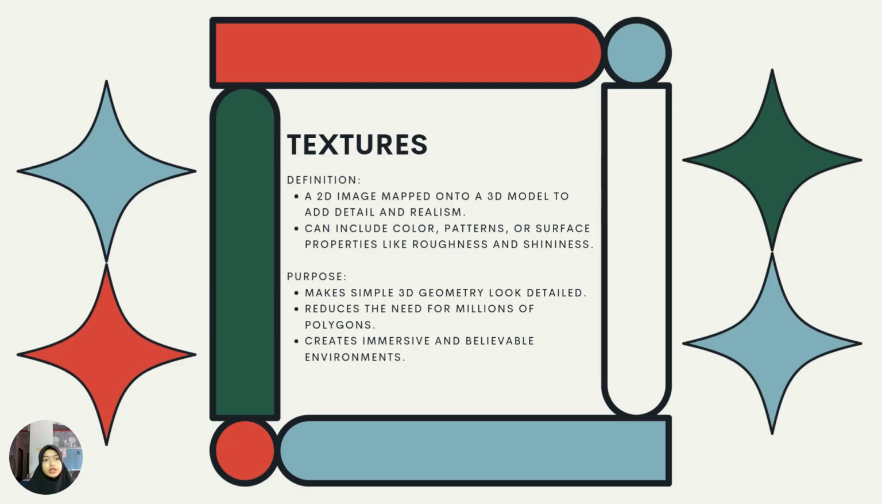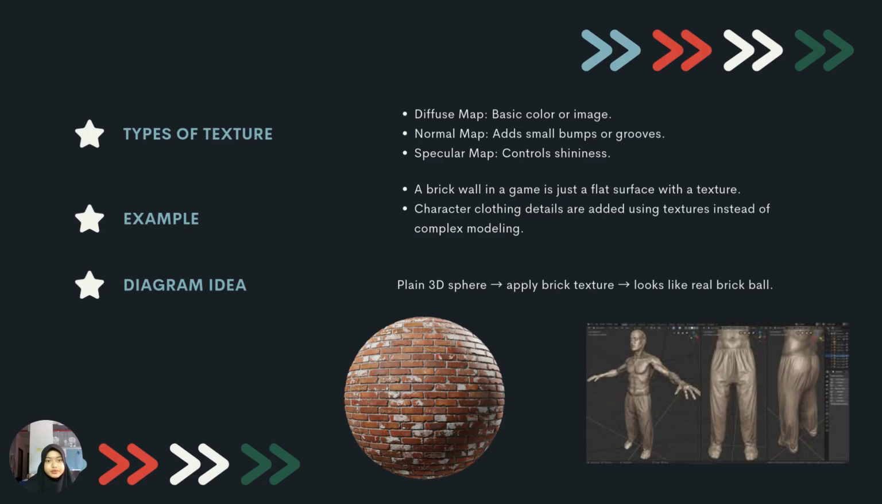Second, we go to textures. The definition is a 2D image mapped onto a 3D model to add detail and realism. It can include color, patterns, or surface properties like roughness or shininess. So the purpose is to make simple 3D geometry look detailed, reduce the need for millions of polygons, and create an immersive and believable environment. So for types of texture, we have diffuse map, the basic color or image.